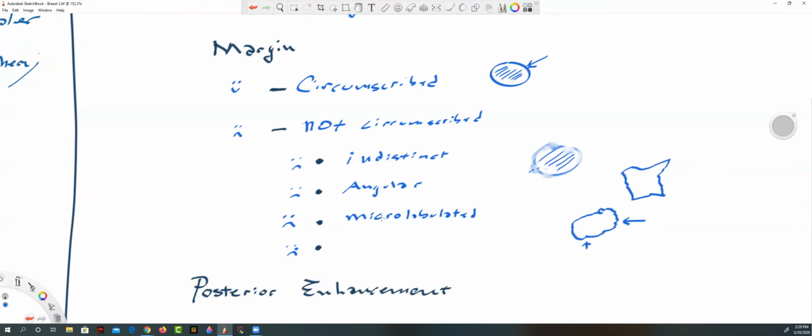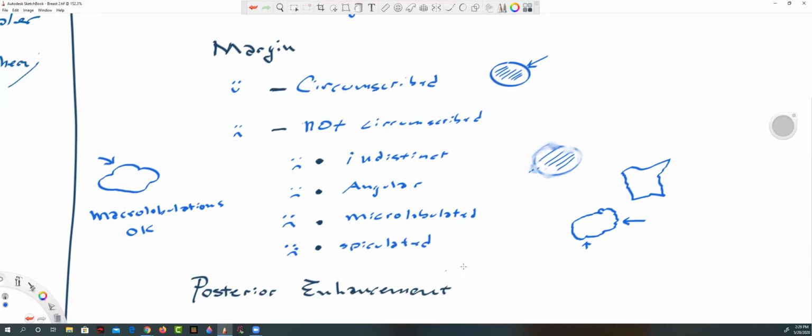But if microlobulated is bad, macrolobulations are okay. They're not great, but they're okay. A macrolobulation is more, well, larger lobulations: macrolobulations versus microlobulations over here. And this one with the tear, that's how bad it is: spiculated.